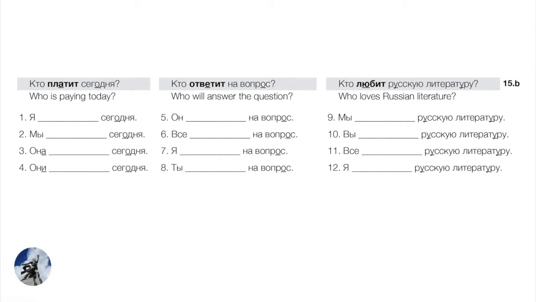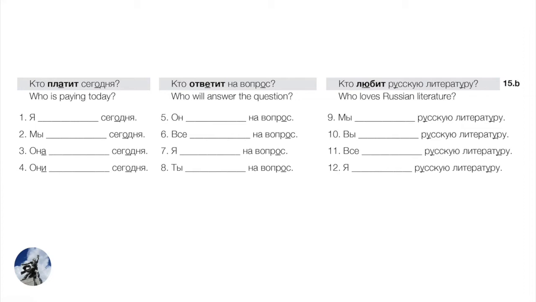Okay, last column, let's use любить, to love. Кто любит русскую литературу? Who loves Russian literature? Мы любим русскую литературу. Right, любим. Number 10, вы любите русскую литературу. You all love Russian literature. Number 11, everyone loves Russian literature. Все любят русскую литературу.